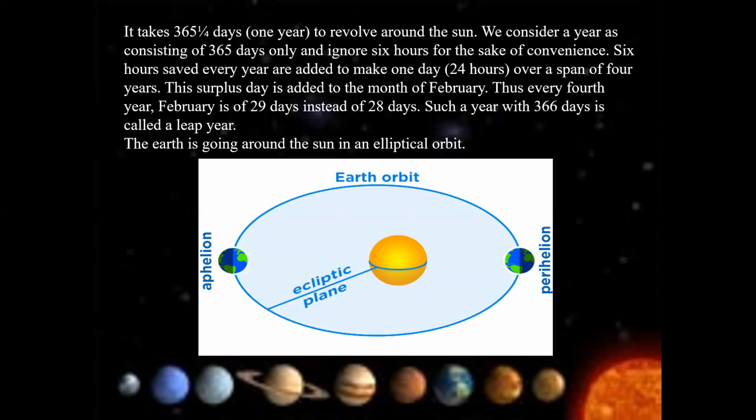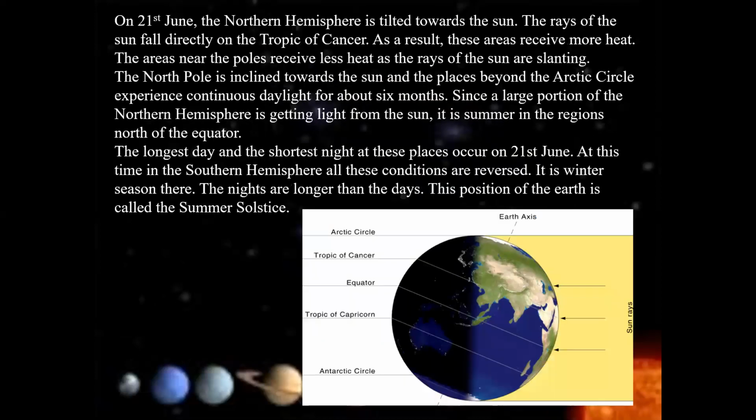It takes approximately 365 and 1/4 days to revolve around the sun. We consider a year as consisting of 365 days only and ignore 6 hours for the sake of convenience. 6 hours saved every year are added to make 1 day over a span of 4 years. This surplus day is added to the month of February. Thus, every 4th year, February is of 29 days instead of 28 days. Such a year with 366 days is known as a leap year. The path on which Earth moves around the sun is known as an elliptical orbit.